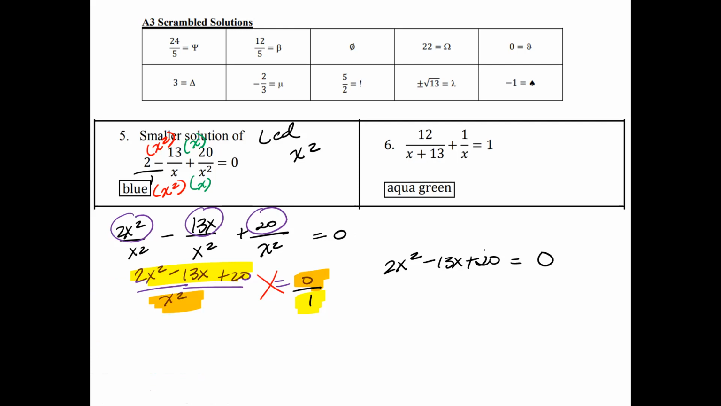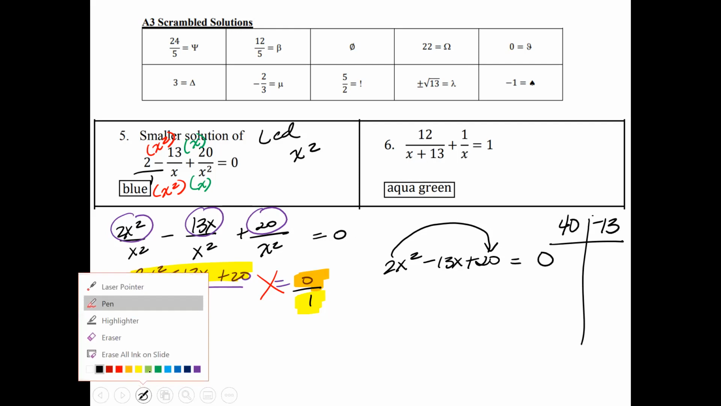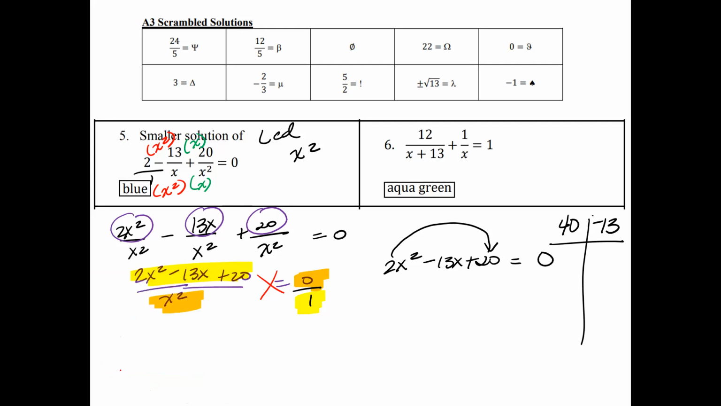So then looking at this, there's a 2 right there. Remember how I showed you how to multiply this? You're going to go ahead and do the 2 times 20, which gives you a 40. Your middle number is negative 13. So you've got to ask yourself, what times what gives me a 40, but when I add those numbers, gives me a negative 13?